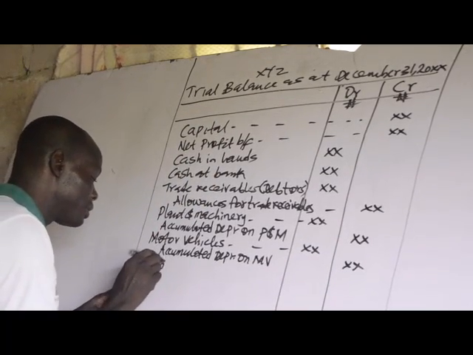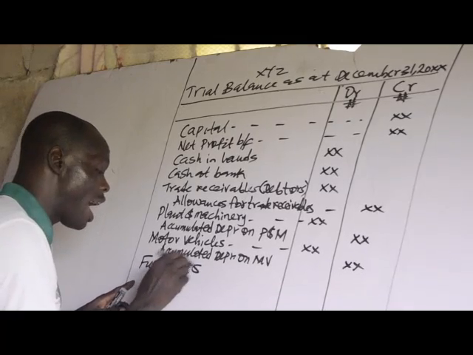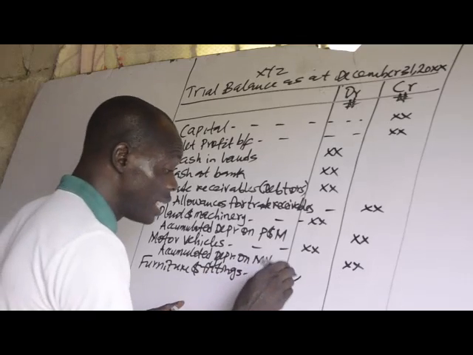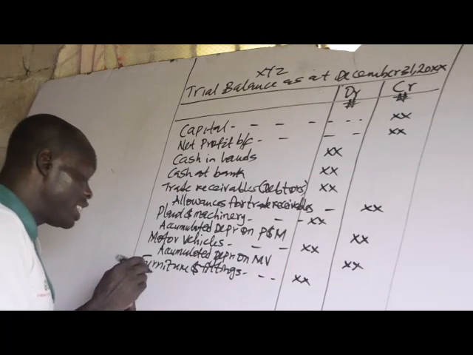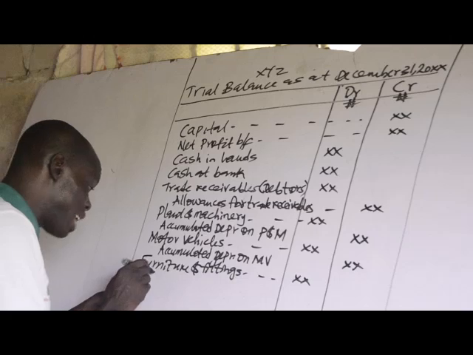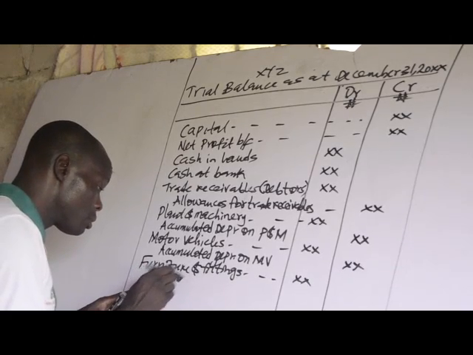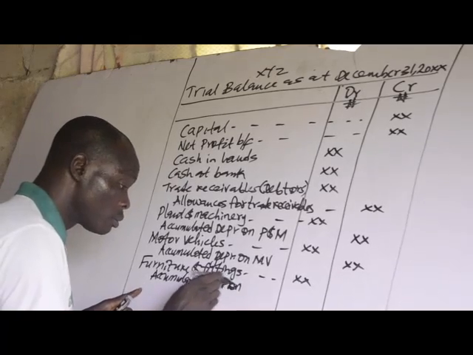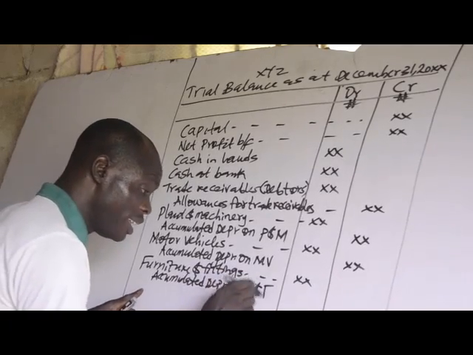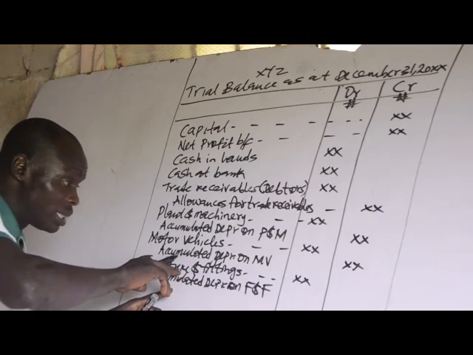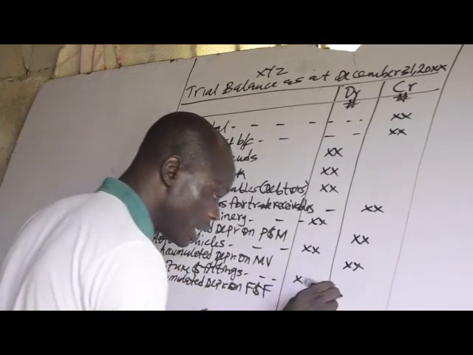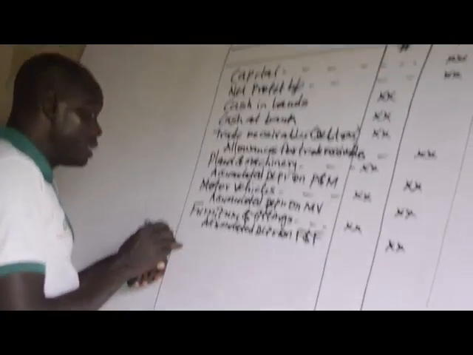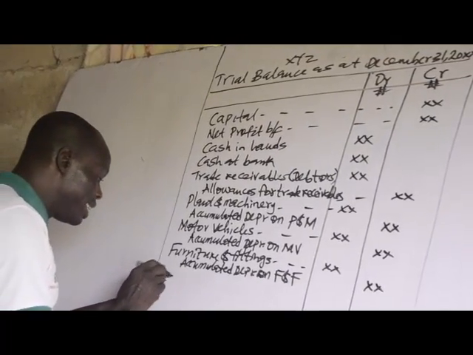Furniture and fittings, or fixtures and fittings. Furniture and fittings is an asset. An asset should take a debit entry. So if you now have provisions made against it, accumulated depreciation on furniture and fittings, provision made against furniture and fittings, which is a debit entry, that provision will take a credit entry. Now, then, land and building is an asset.